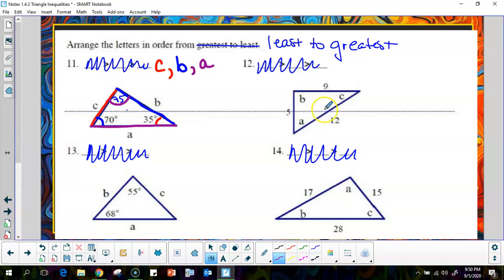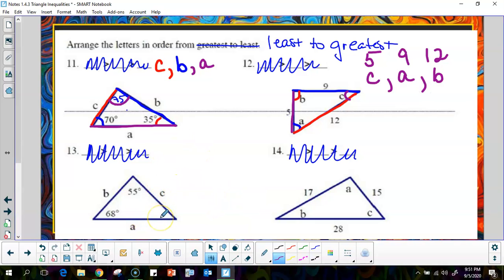Well, let's see. This one's asking about angles. It's the same thing. Angle A corresponds to this side that's 9 units. Angle B corresponds to the side that's 12 units. And angle C corresponds to the side that's 5 units. So the angles are also in the same order. So if 5, 9, 12 are in order from least to greatest, well, the 5 unit side corresponds to angle C. So that one would be the one we would list first. And then the 9 unit side corresponds to angle A. And then the 12 unit side corresponds to angle B. So that would be the order of the angles from least to greatest.